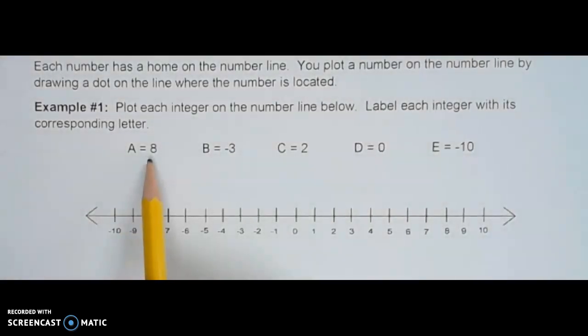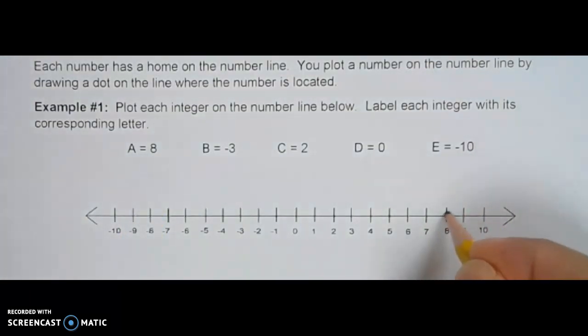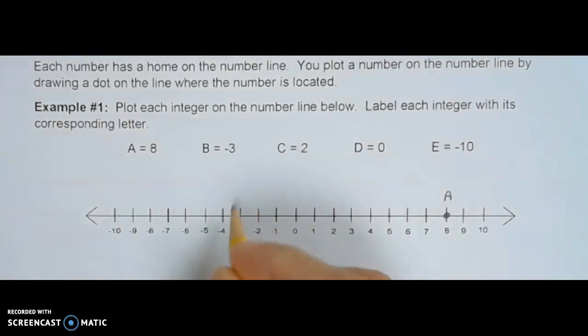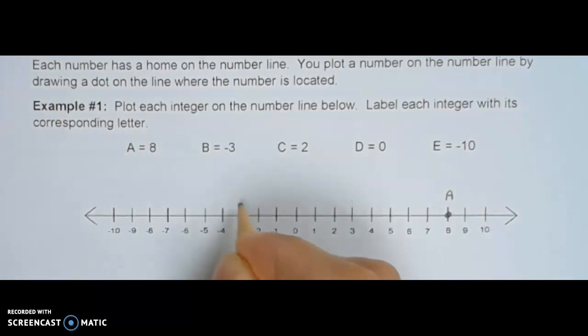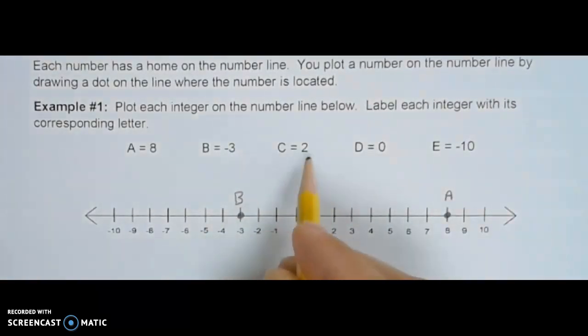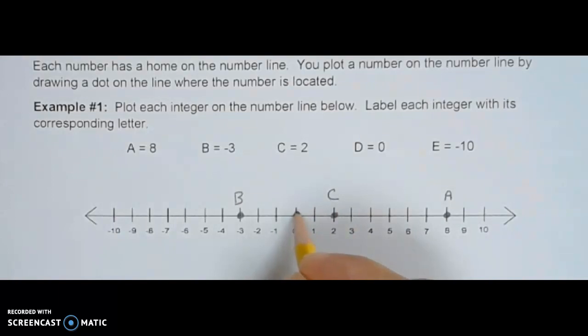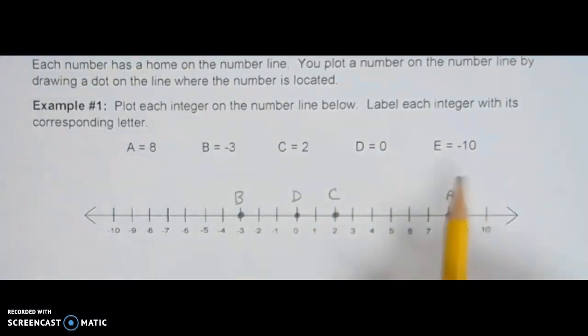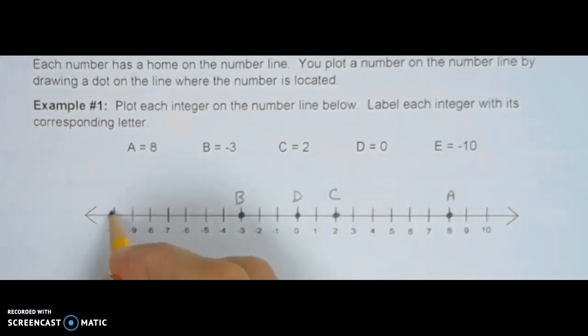So A is found at 8. So here's where 8 is on the number line. I'm just going to put a dot right on the line, and I'm going to label it point A. B is at -3, so we'll put a dot on -3 and label it B. C is found at 2. Here's where C is located. D is at 0. Put a dot on 0, label it point D. And finally, E is at -10. Put a dot on -10 and label it point E.